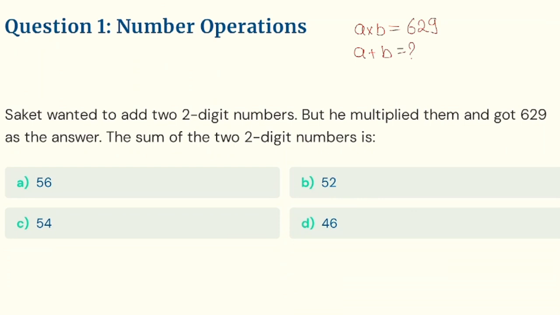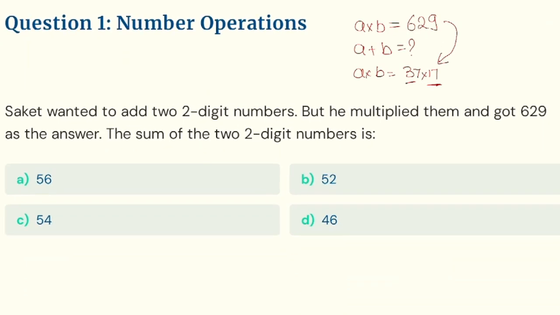Now if I see this equation, 629, and if I try to factorize it, then a times b comes out to be 37 times 17, and 37 and 17 are both prime numbers which cannot be further split into two digit numbers. So the two numbers will be 37 and 17 only, and a plus b will be 37 plus 17. That means the answer is 54, that is option C.